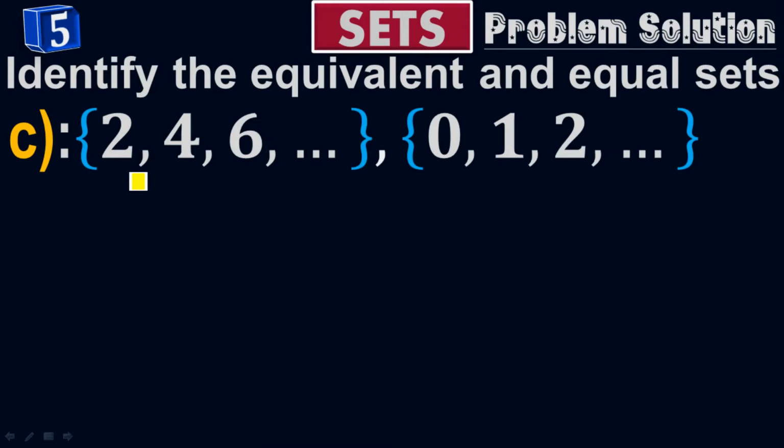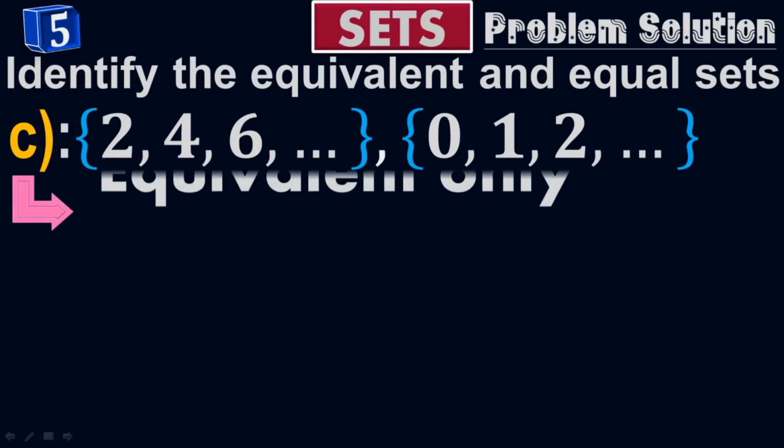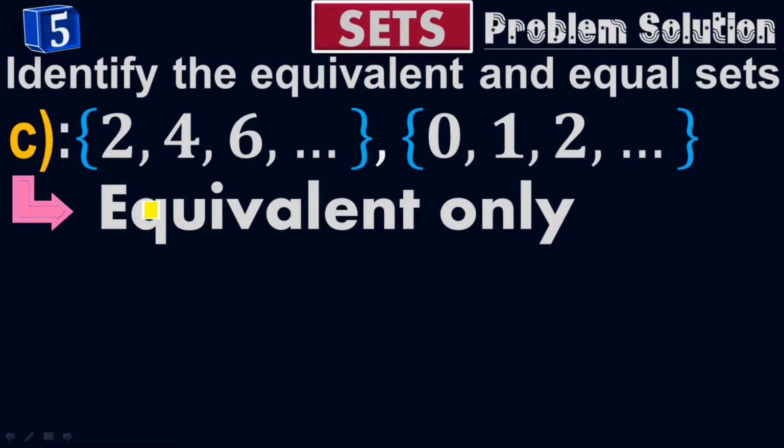Part C. We have a pair of sets. First set is the set of even numbers from 2 up to infinity. Second set is the set of whole numbers from 0 up to infinity. So we can say that these 2 sets are equivalent, but they are not equal to each other. They are equivalent only. Now you might be thinking, how?